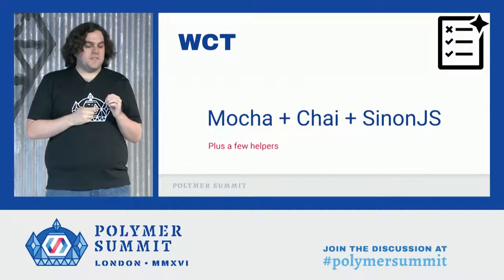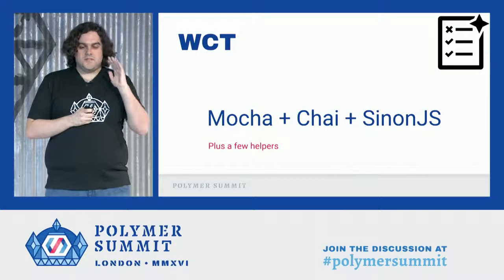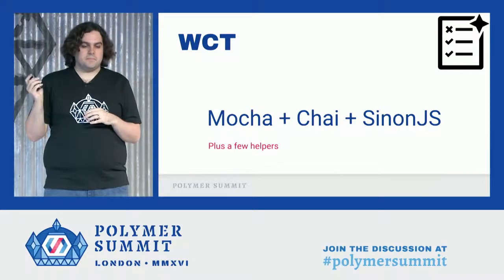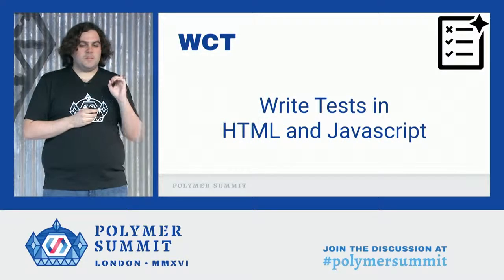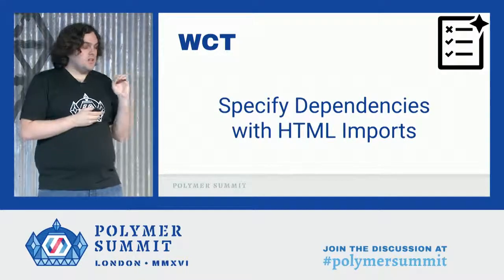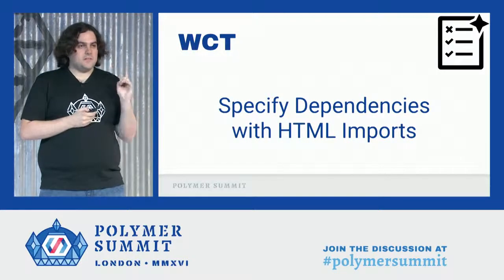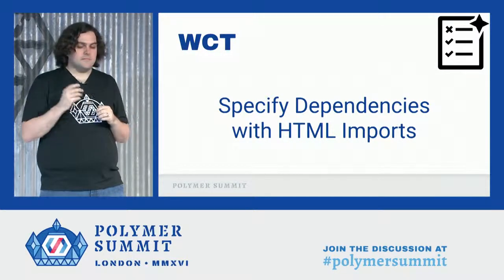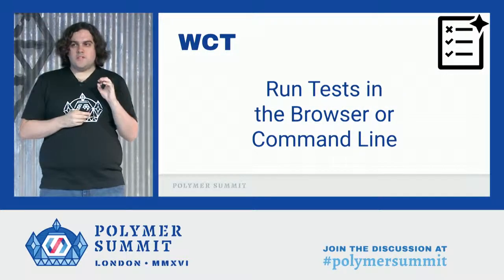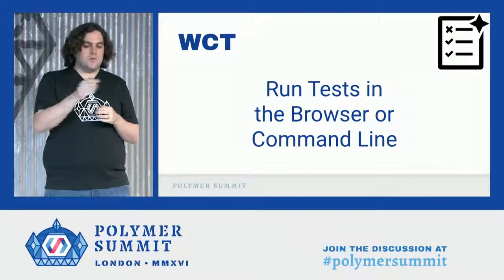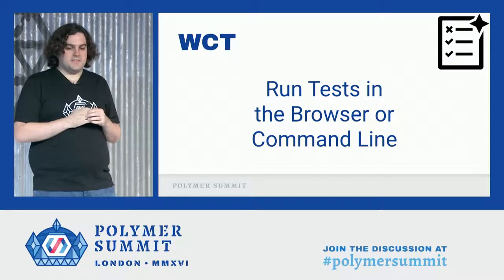Obviously, the first requirement was that Mocha, Chai, and Sinon.js should just be loaded by default. We also add a few testing helpers that I'll get into a little bit later. Another requirement is that we wanted to write our tests the same way we write our elements, with HTML and JavaScript together. In addition, we wanted to test our elements using the same dependency mechanism that we have for writing our elements, which is HTML imports. And finally, we wanted to be able to run our tests both in the browser and via command line tool. So why don't we take a little deep dive and see how WCT works.